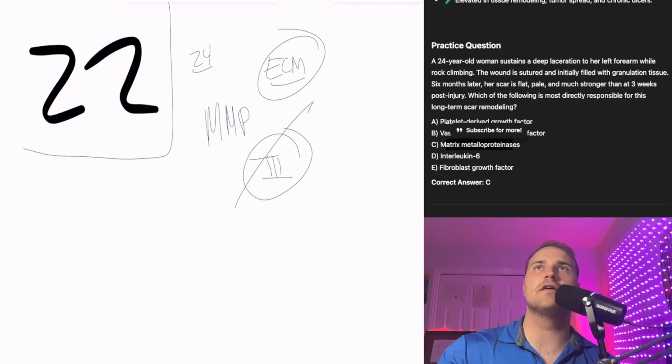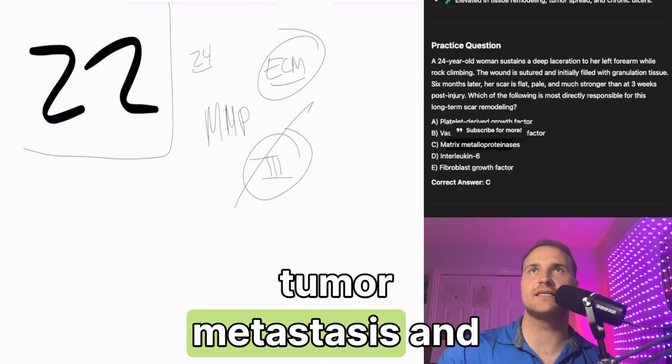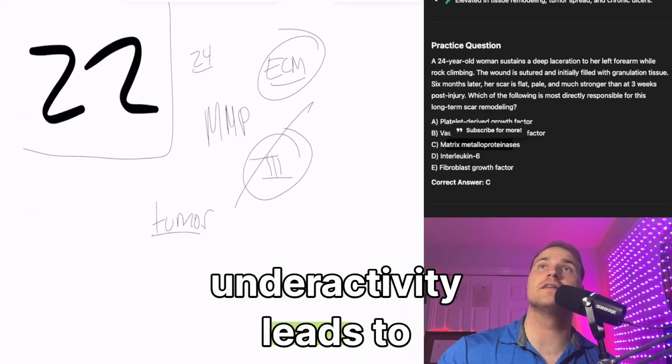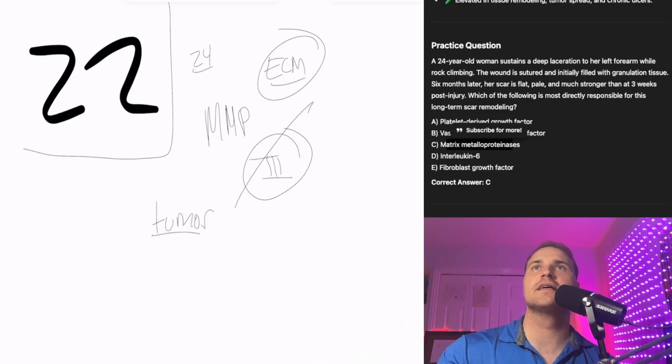Zinc is a key cofactor. A deficiency there would cause poor wound healing, so that's why you need zinc. Overactivity is implicated in tumor metastasis and also chronic ulcers, so watch out for those tumors and ulcers. Underactivity leads to excessive scar tissue and keloid formation.